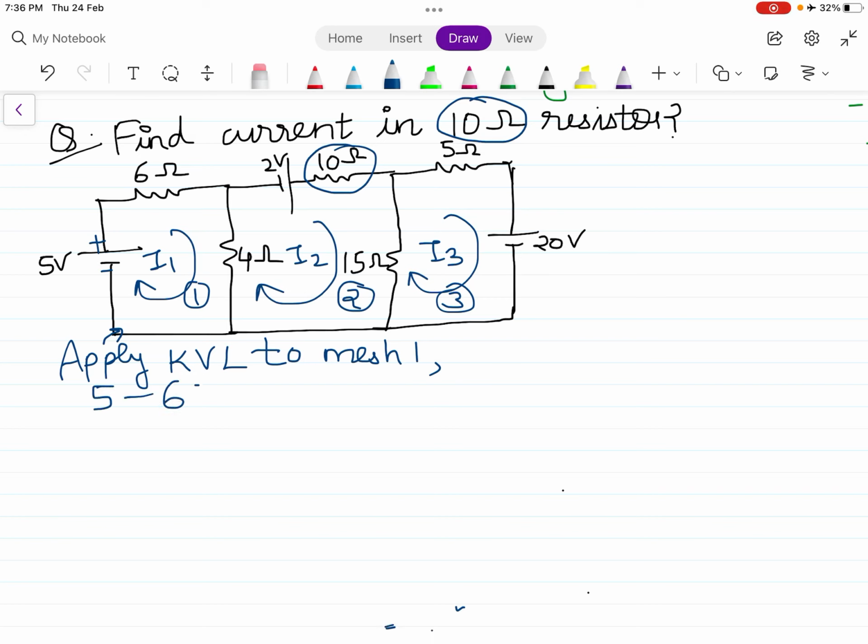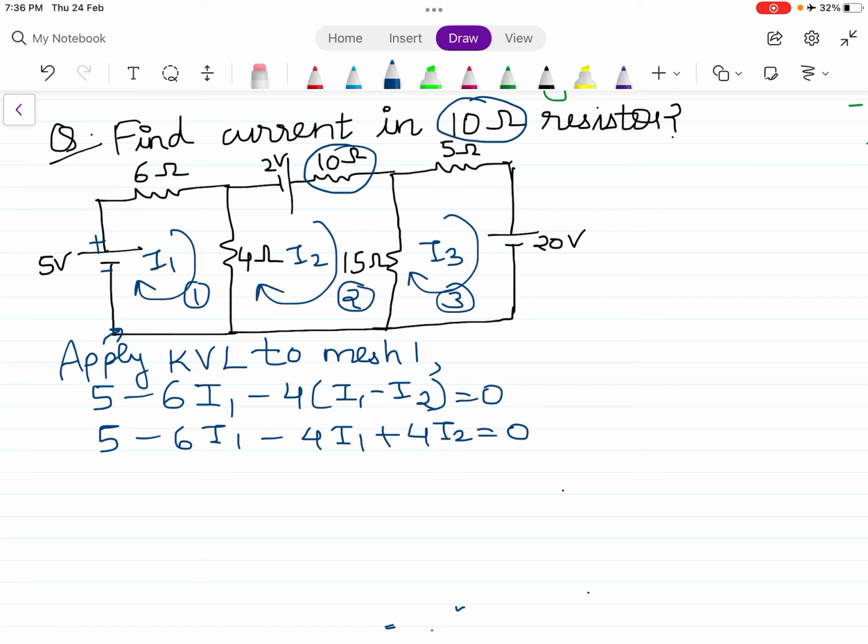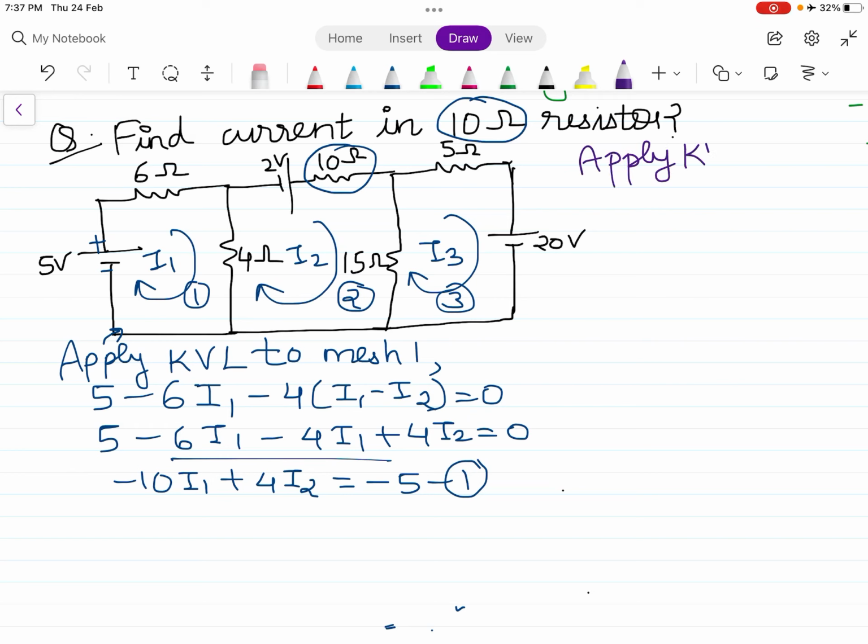So minus 6 I1 minus 4 (I1 minus I2), because I am applying KVL to mesh number 1. So current I1 will be greater than I2. 5 minus 6 I1 minus 4 I1 plus 4 I2 equal to 0. This will become minus 10 I1 plus 4 I2 equal to minus 5. Equation number 1. Apply KVL to mesh number 2.